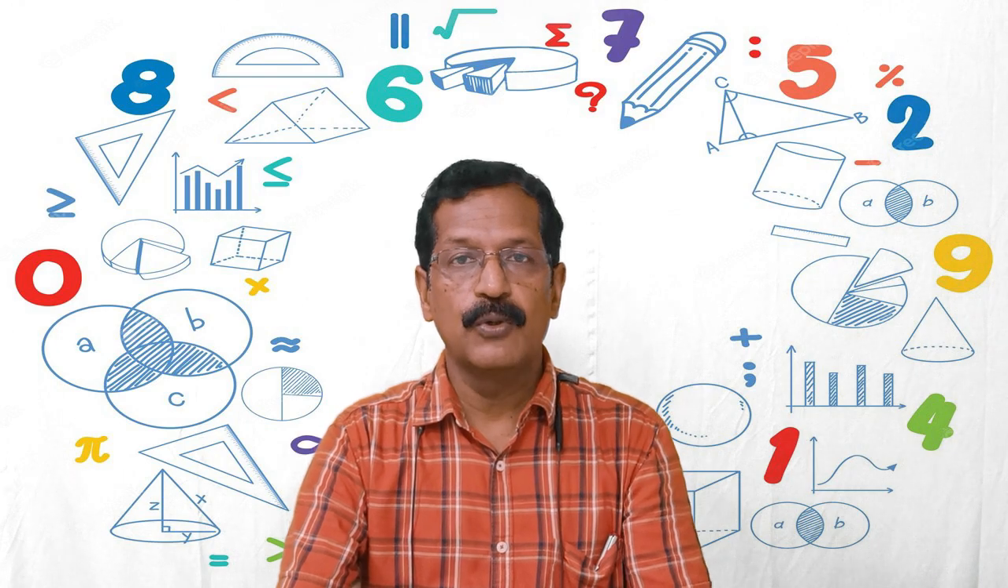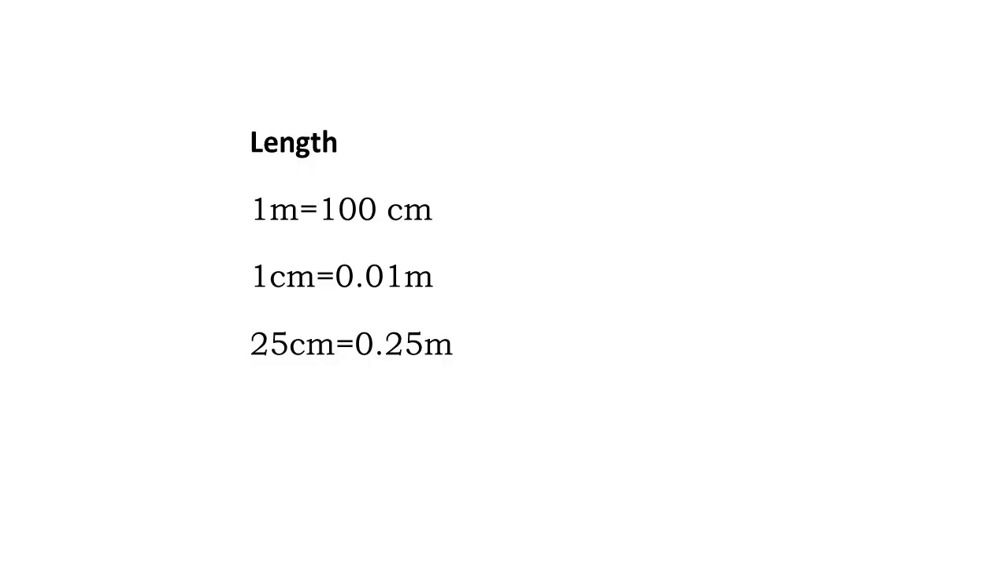In the case of length, everybody knows that 1 meter is equal to 100 centimeters. So, 1 centimeter will be equal to 0.01 meter. So, what about 25 centimeters? It is 0.25 meter.